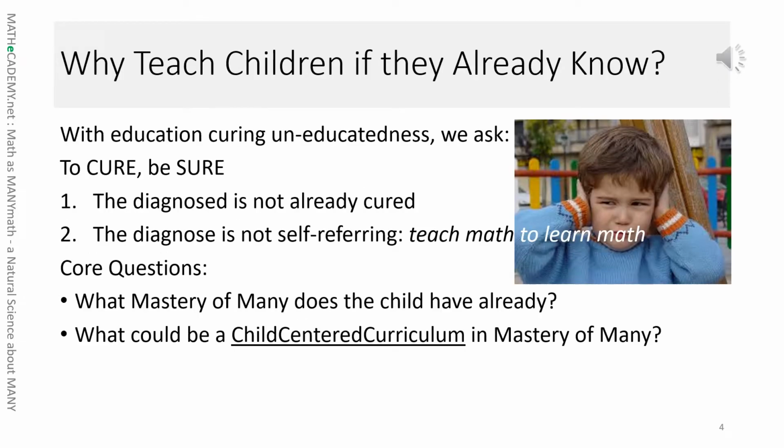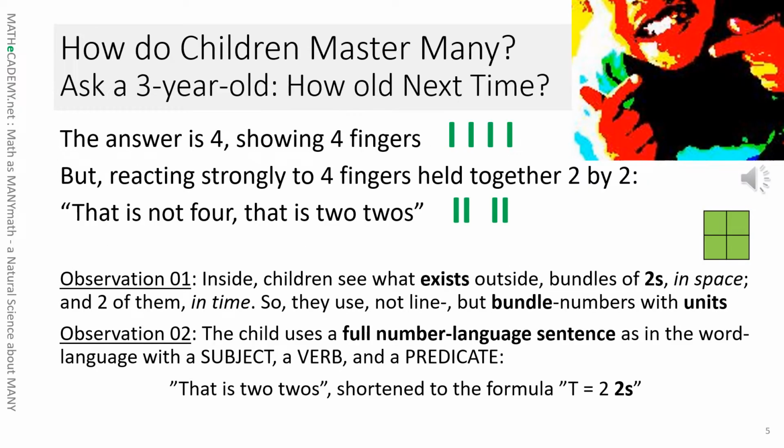Why teach children if they already know? With education curing uneducatedness, we ask. To cure, be sure. The diagnosed is not already cured. The diagnosis is not self-referring: teach mathematics to learn mathematics. Core questions. What mastery of many does the child have already? What could be a child-centered curriculum in mastery of many? How do children master many?